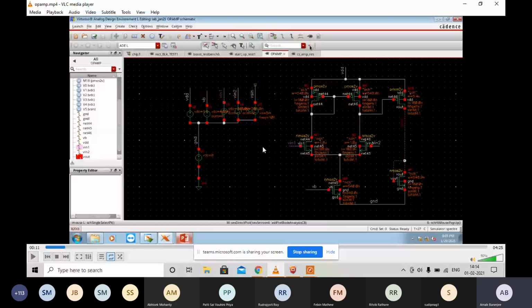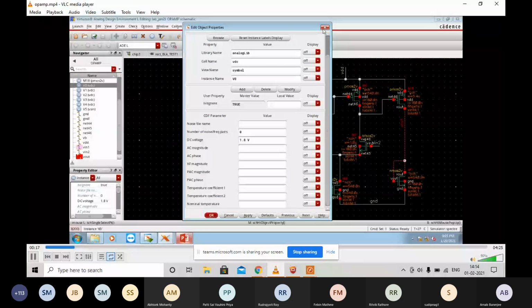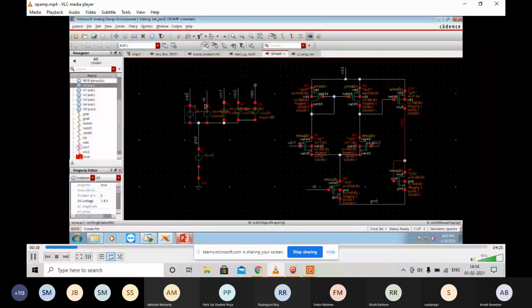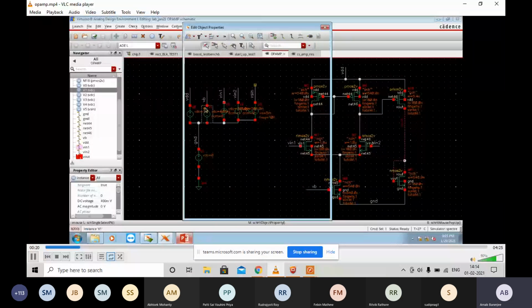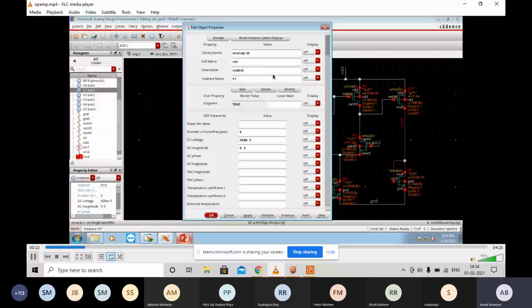Okay. So we'll look at the voltage sources first, what I've used. So this is the supply voltage of 1.8 volt. For biasing, I'm using a voltage of 400 millivolt. So I'm trying to keep the current low. That's why I'm using a low voltage. So this one is for Vin1. I have a DC offset of 700 millivolt and an AC signal amplitude of 1 volt.